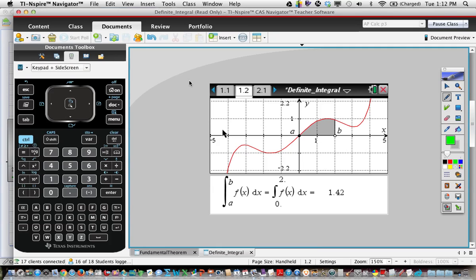Okay? So now, the purpose of giving you this document is to let you slide these things around and play with some things. I just told you that if these were written backwards, that the area would be opposite.